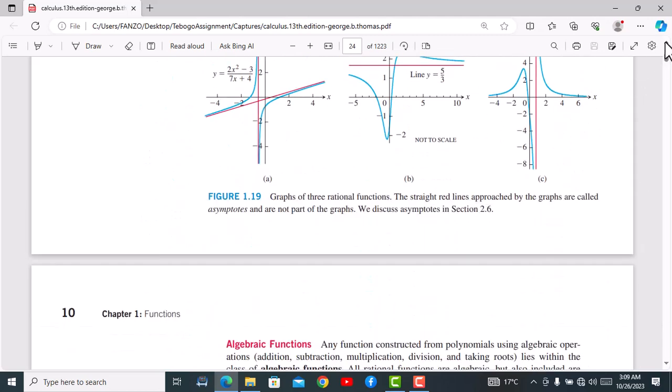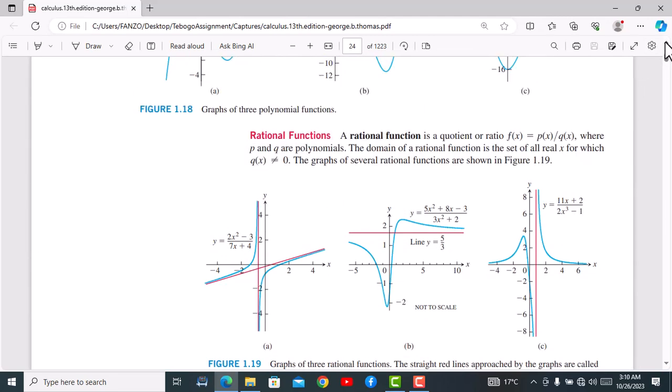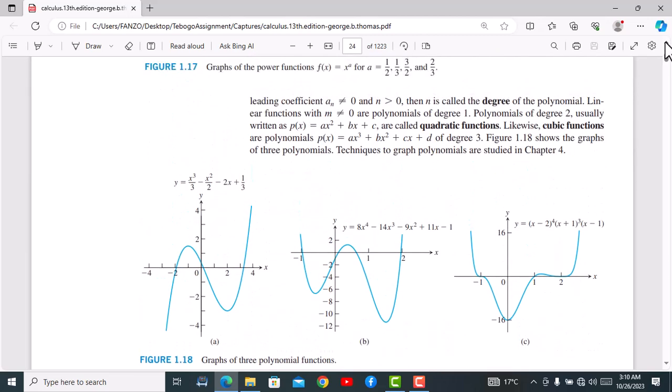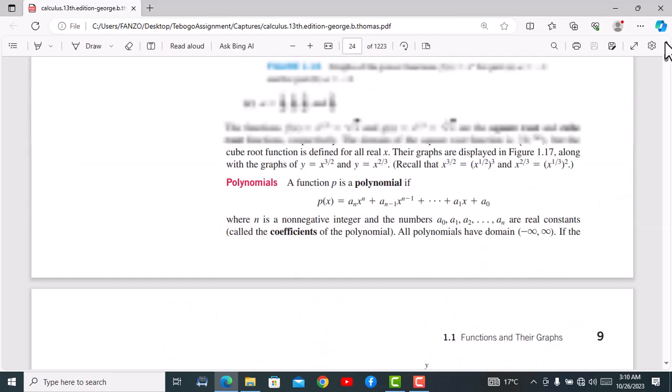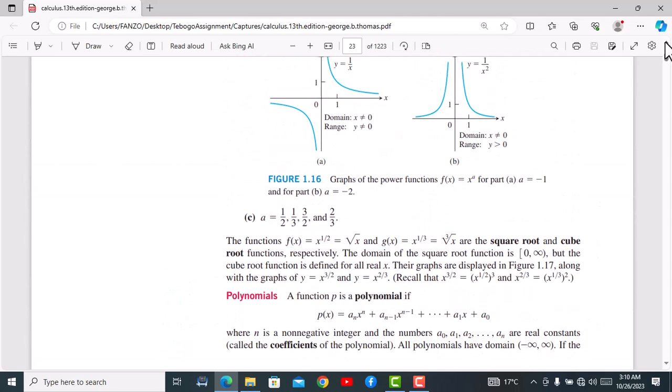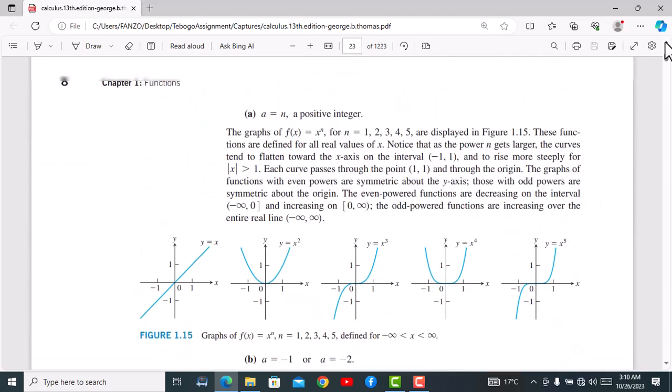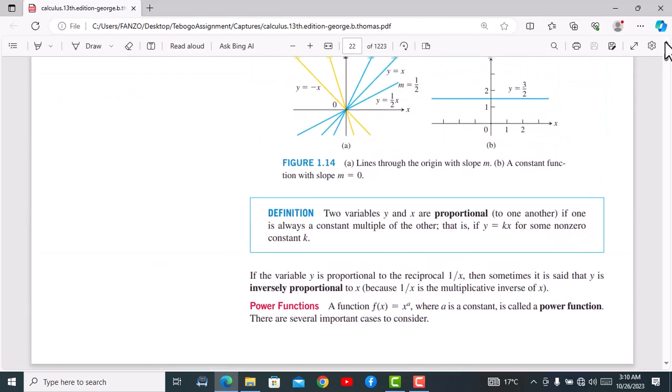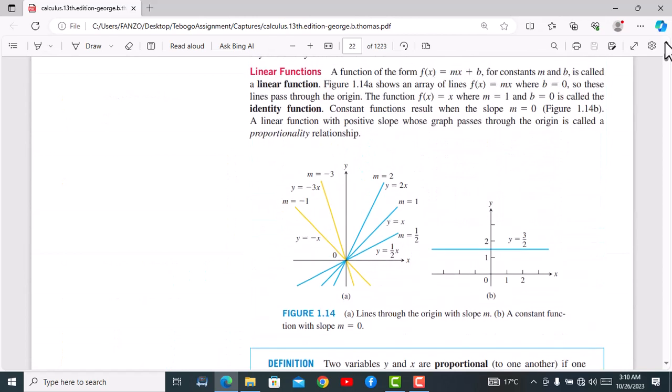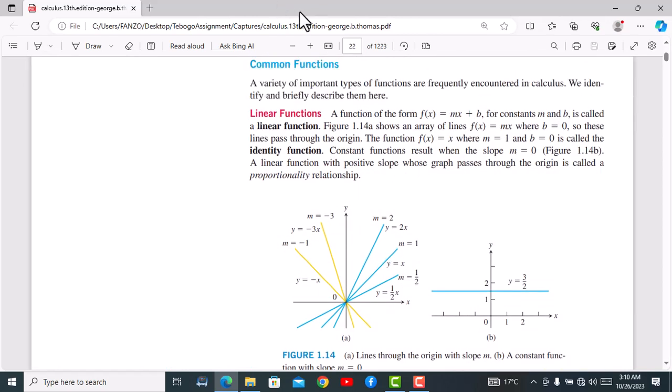And then what can we say? A rational function, I think, is very important. Let me go and look at the definitions of a polynomial, or try to explain some of these functions here. Common functions: a variety of important types of functions are frequently encountered in calculus. We identify and briefly describe them here.